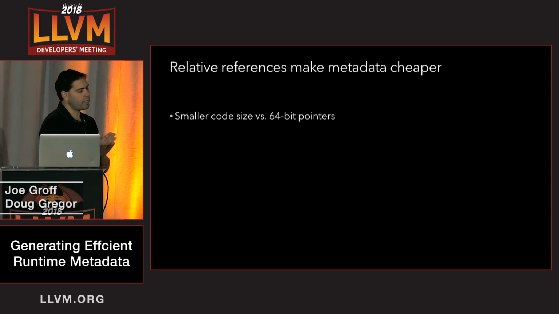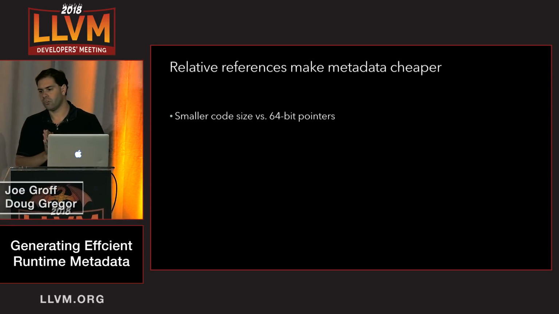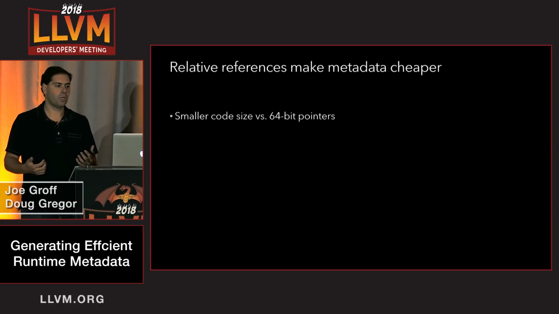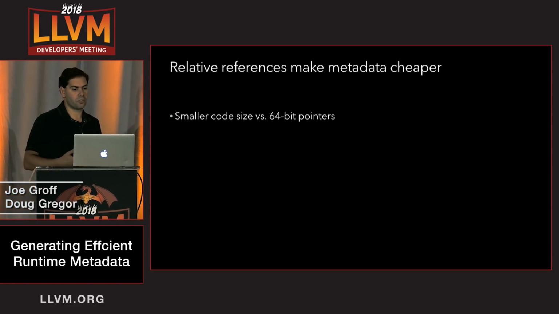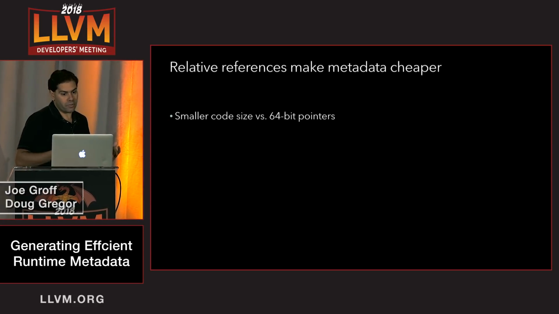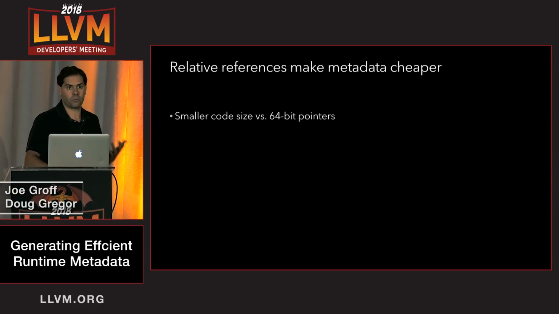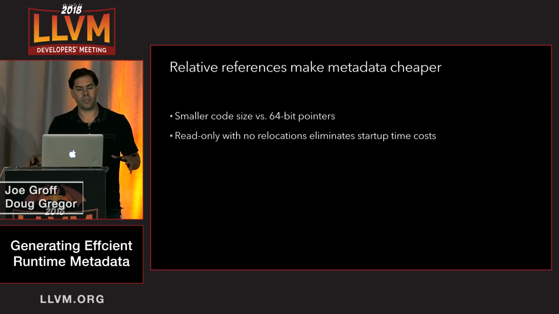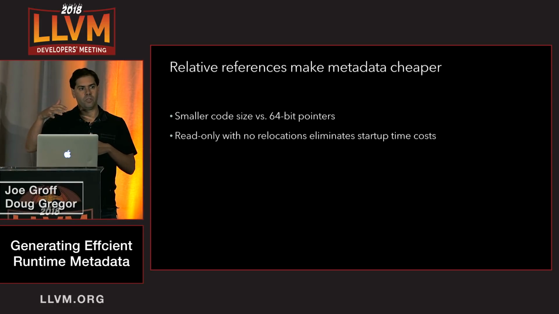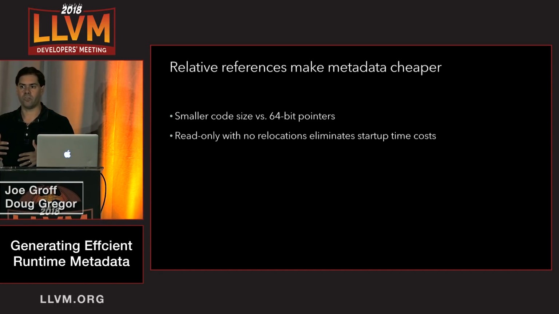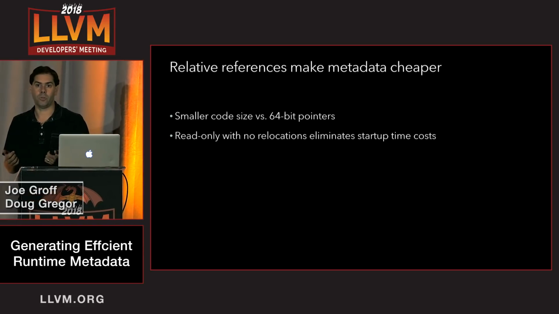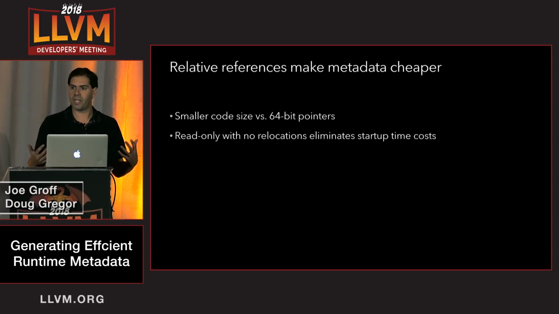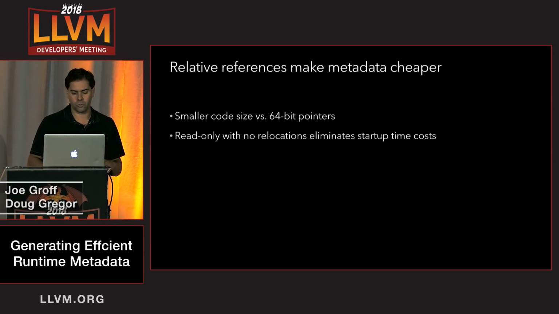So the idea behind relative references is that we want to make metadata cheaper so that we can use it more in our programming languages. And there's a couple of ways we do that. So relative references, when we're using 32-bit offsets, provide smaller code size versus 64-bit pointers. That's great. Those metadata segments, those are read-only. There's no relocations that show up within those segments. So that eliminates dirty pages and it reduces the amount of work the loader has to do to patch up pointers. So startup costs go down. That metadata is there, but it's not costing you as much at load time. It just exists in the binary until it's used.